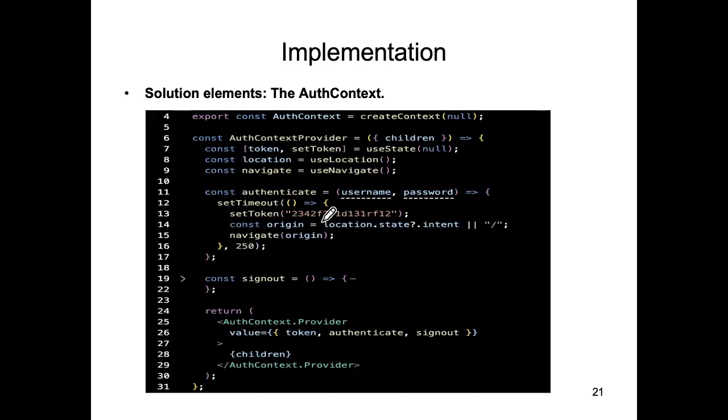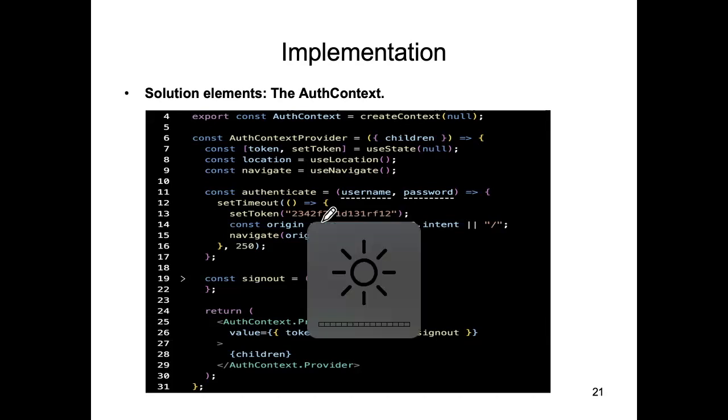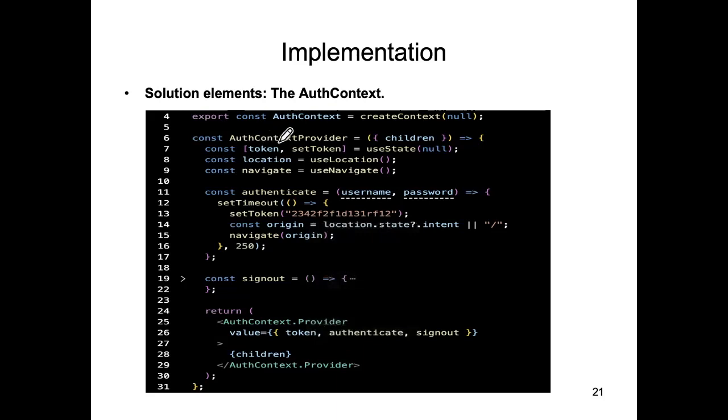So again, I'm just showing you excerpts from the overall solution, although I do provide the overall solution. So the auth context is the first part that I'm showing you. And here's my shared data, essentially my token. I'm initializing it to null, so that's my way of indicating that the user isn't currently logged in.